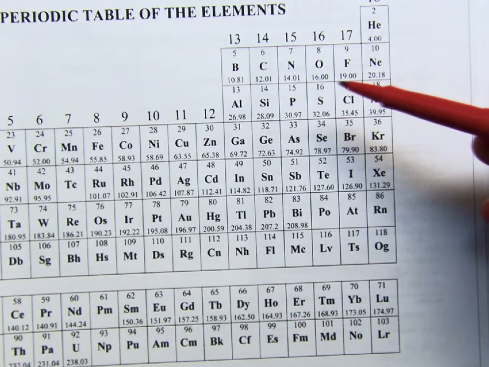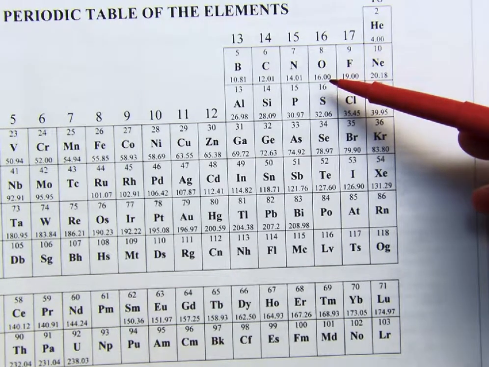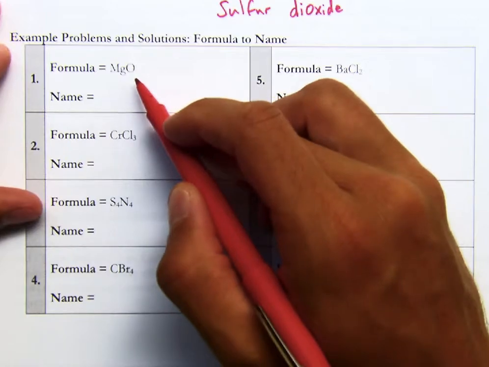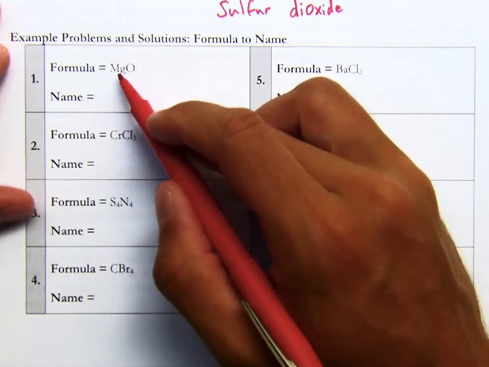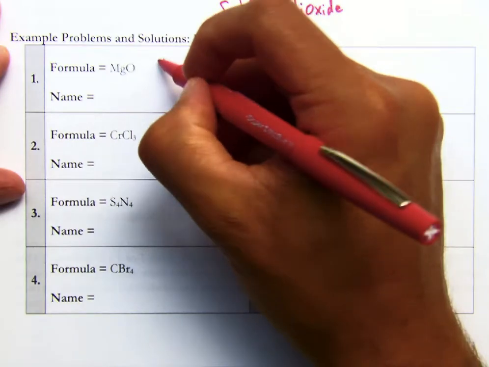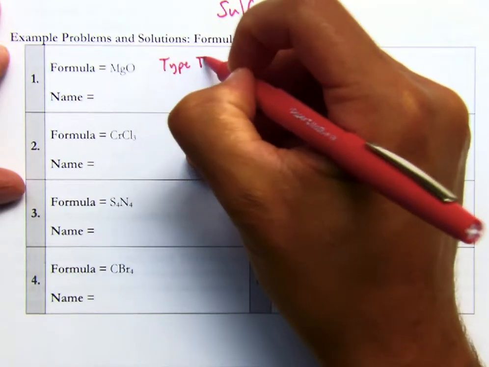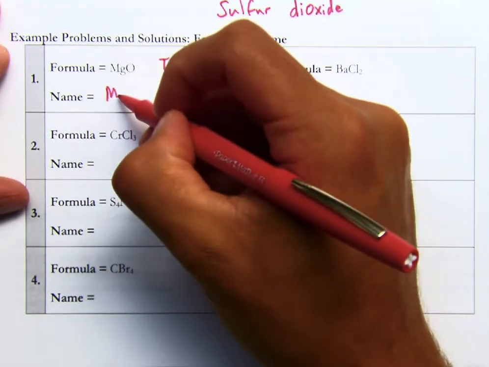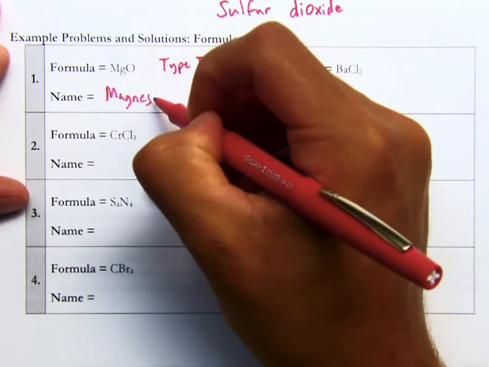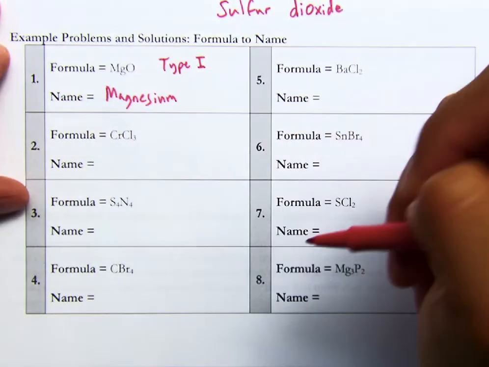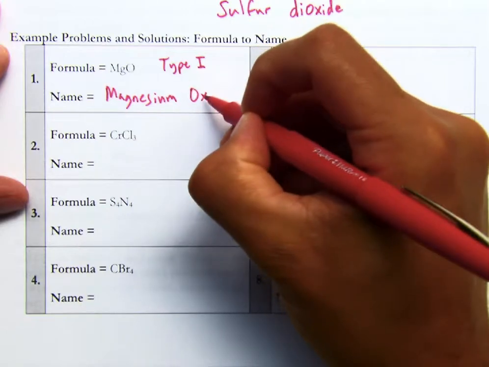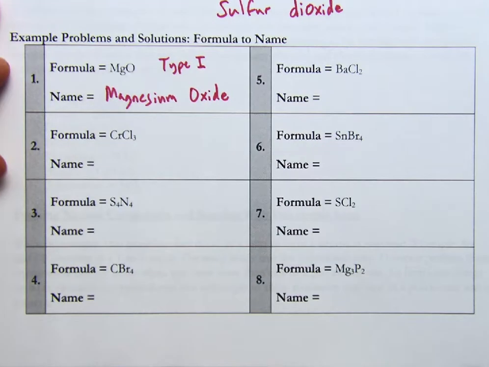We also have oxygen over here, which is a nonmetal. So this is a metal and a nonmetal, and the metal is in column 2. So this is a type 1 compound. Naming type 1, you name the metal, magnesium, and then you name the nonmetal with the ending changed to -ide. Oxygen becomes oxide.